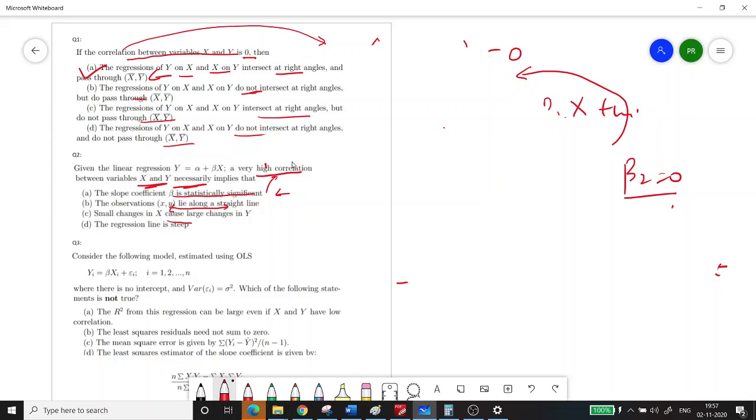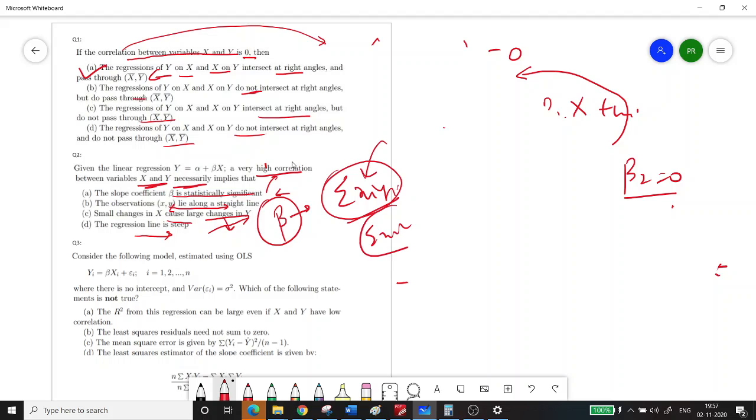Small changes in x cause large change in y. Again, this is not necessarily true. The regression line is steep. The slope of the regression line depends on this value beta, and this beta depends on the value summation xi yi and summation xi square. So we are just given that the correlation is very high, we do not know anything about this, so this is also not necessarily true. So in this case, your correct answer should be the observations xy lie along a straight line.